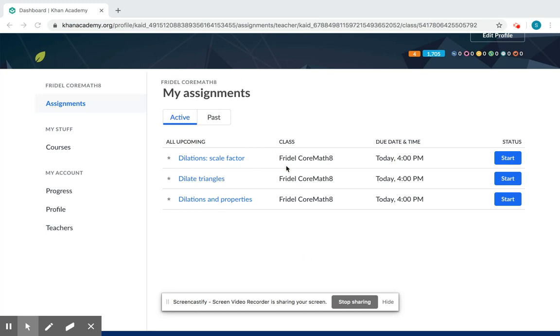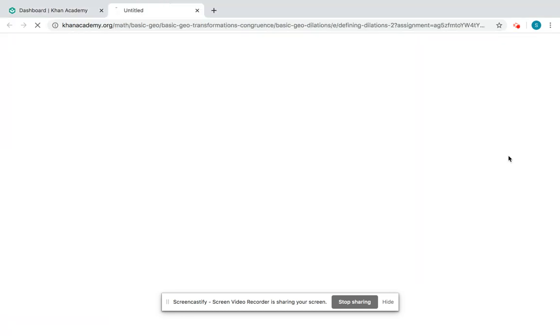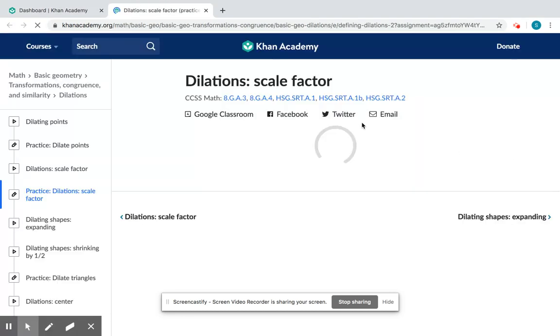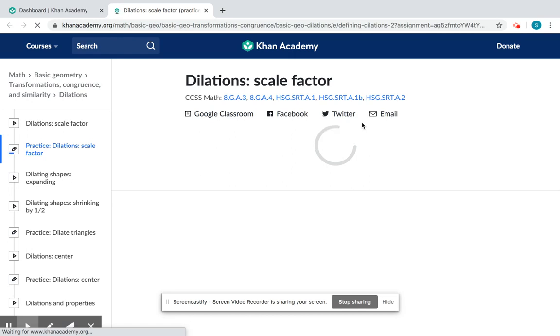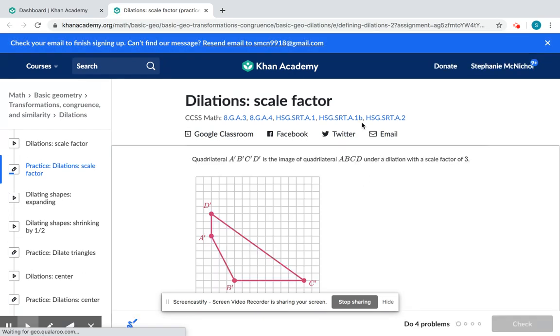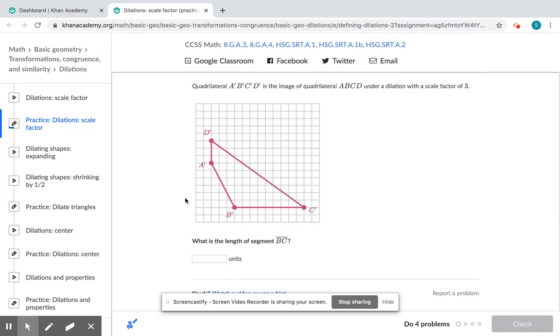And again, this is my student account, so we're going to start on first dilations and scale factor. Scale factor means the number in which you're either multiplying or the number in which you're dividing to make your shape bigger or smaller. All right, so let's take a look at this first one.